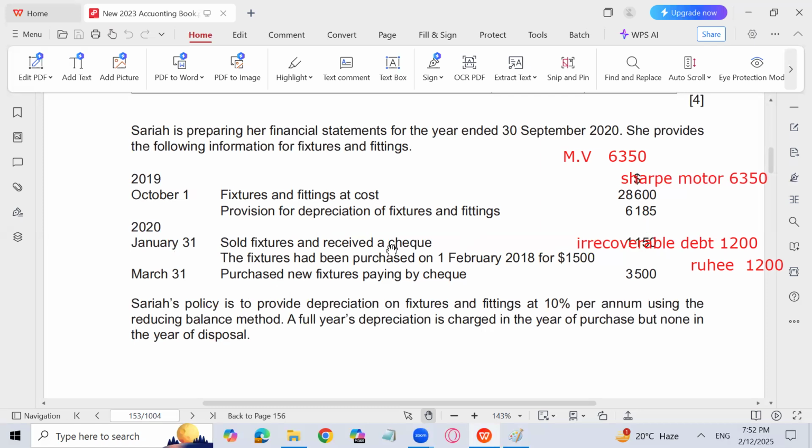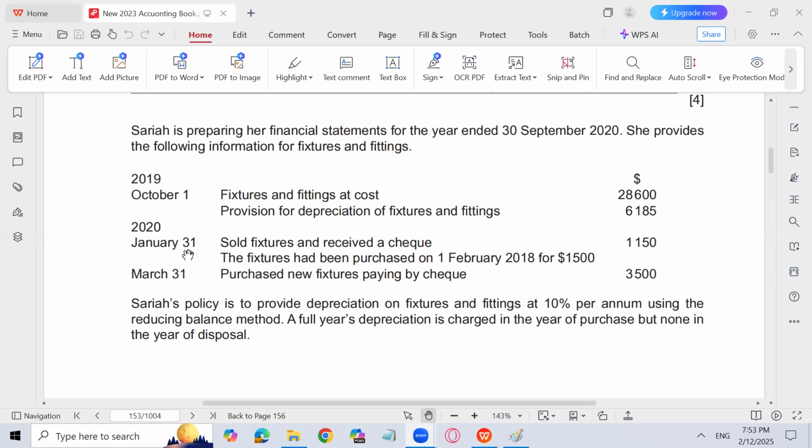January 31, sold a fixture and received a check of 1150. The fixture had been purchased on 1st February 2018 for 1500. So the fixture, which was purchased on 1st February for 1500, which is the cost of that asset, after use has been sold for 1150. When? On January 31. It means we used that asset in 18 and maybe in 19, because it was sold on January 31.